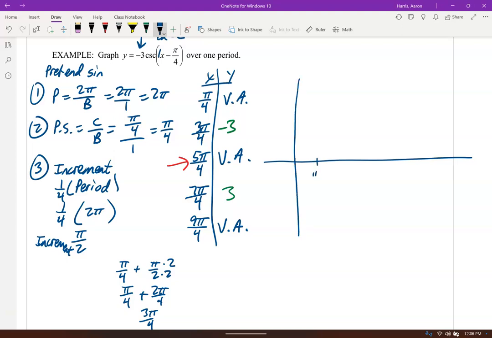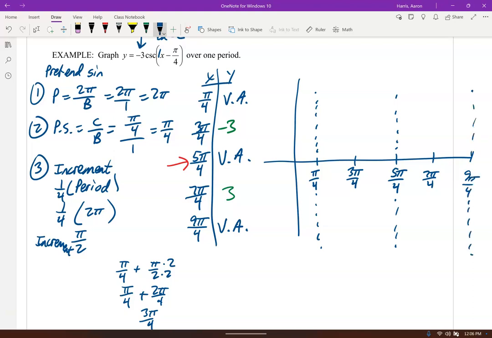So at pi over 4, I've got a vertical asymptote, and I'm going up pi halves from there every time. So 3 pi over 4, 5 pi over 4 has another vertical asymptote, 9 pi over 4 has another vertical asymptote. At 3 pi over 4 is -3.